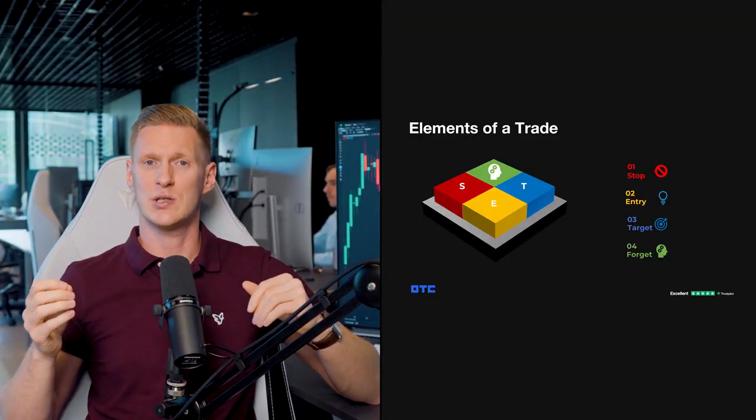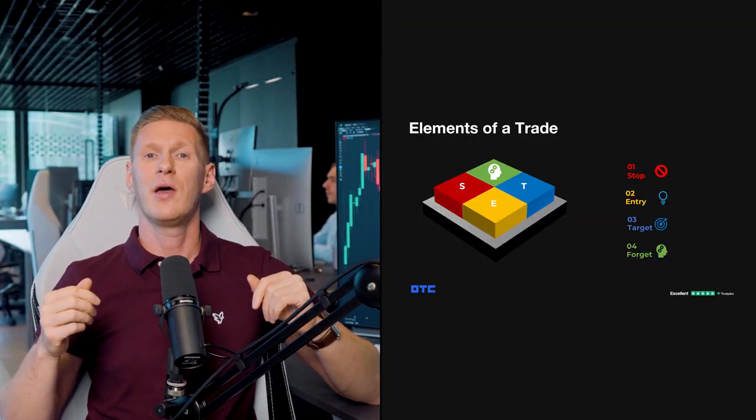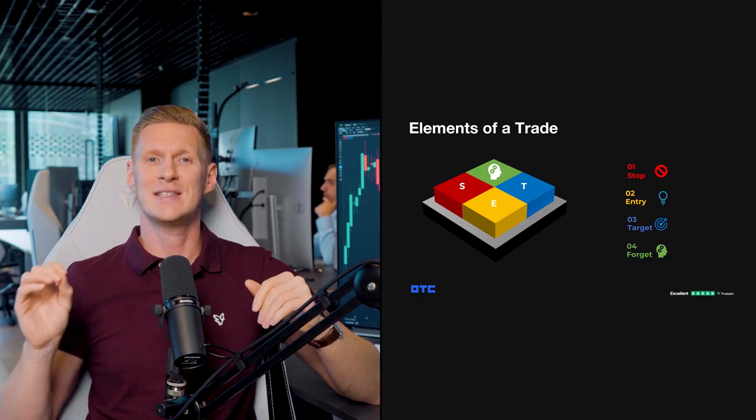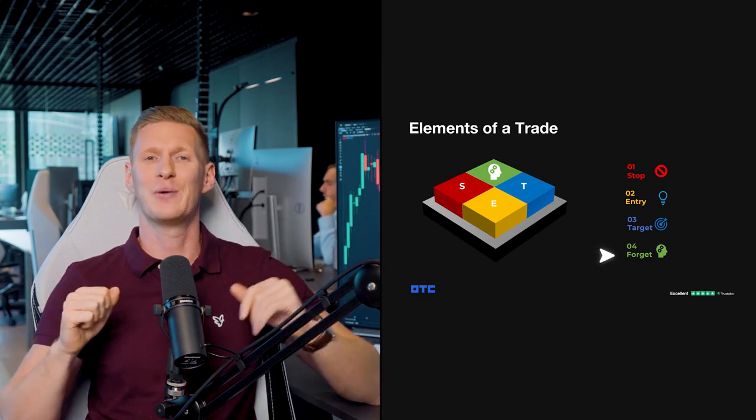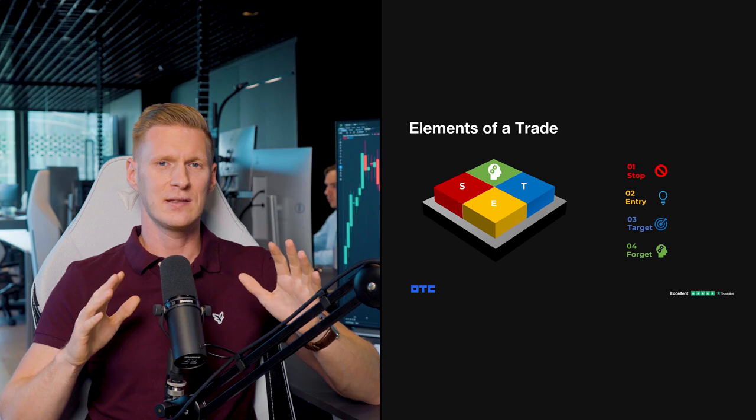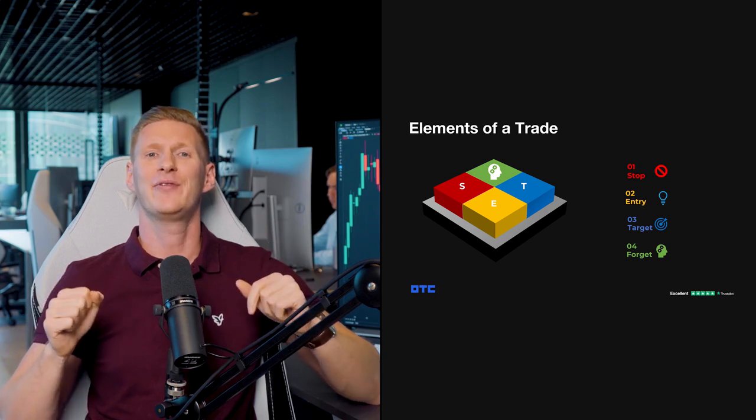Setting a clear target in advance allows you to calculate your risk to reward ratio, ensuring you only take trades with a favorable outcome. Once you have established your stop, entry, and target, the best thing to do is set the trade and walk away. I call this the set and forget and get alive strategy.